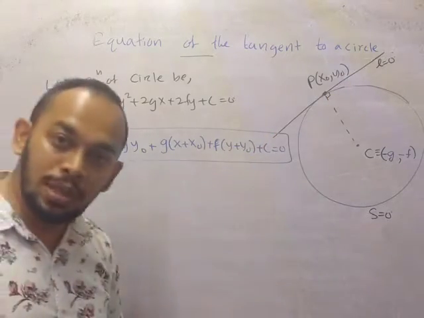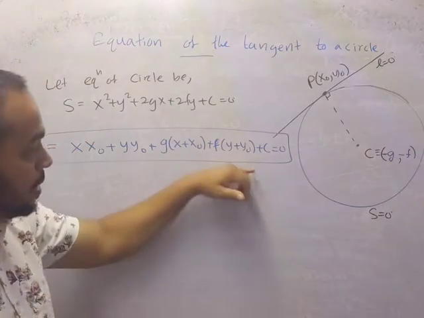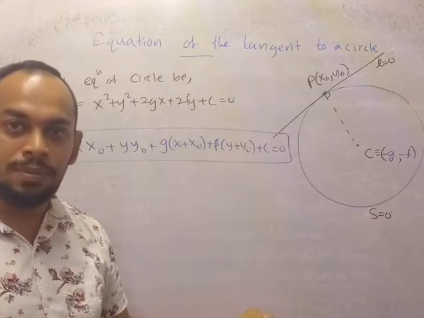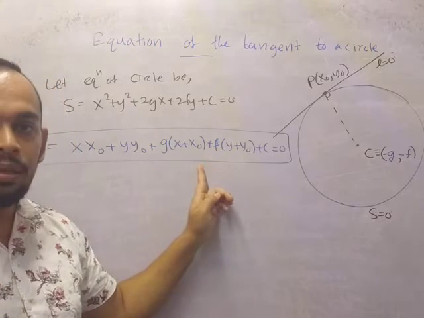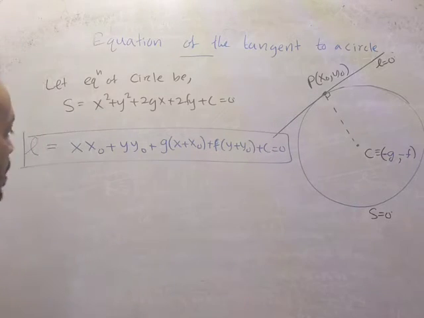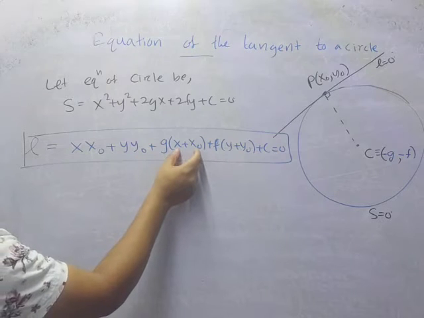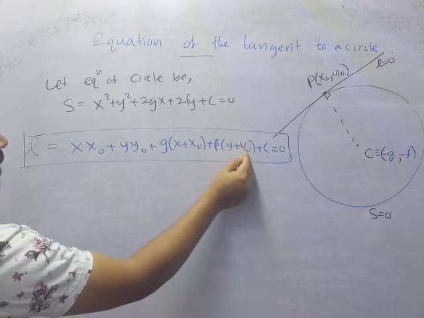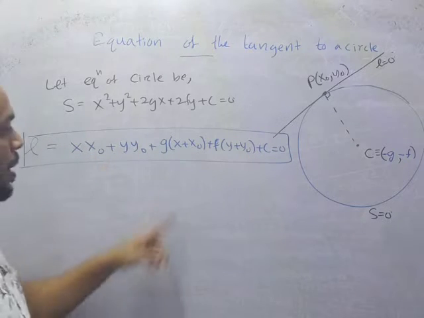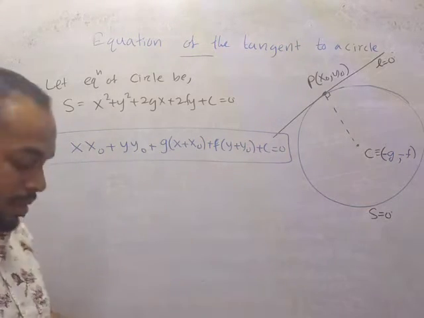Now I went through a few more steps just to show you a beautiful connection between this line and this equation of the circle. Because without going through any of these steps, if you know how to get this right away, then you can write down the equation of the tangent. Here, look at this: x naught, y naught, g times x plus x naught, f times y plus y naught, c. We have x here, we have y here, and we have coefficients for both. And when you simplify it, you will get x terms and y terms, then plus a constant.